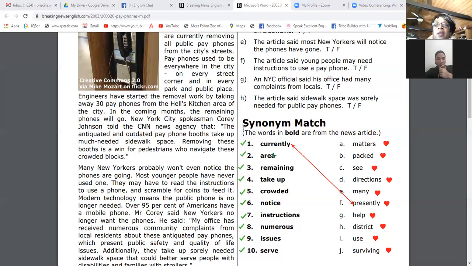Ah, okay. The word synonym means similar words. For example, presently, you and I are having a conversation in Zoom. Or currently, you and I are having a session in Zoom. Well, area would be matched with district. Okay, good.